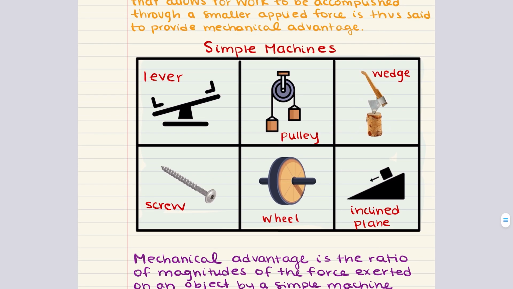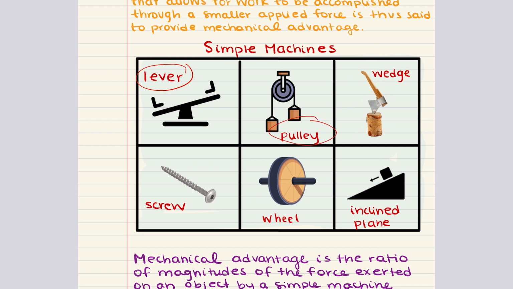Now, to further understand mechanical advantage, let's look at simple machines. These are basic devices that alter the direction or magnitude of a force. And there are 6 classical types of simple machines. We'll start with the lever. This is a rigid bar that rotates around a fixed point called the fulcrum, and the lever allows a smaller input force to lift a heavier load by increasing the distance over which the force is applied.